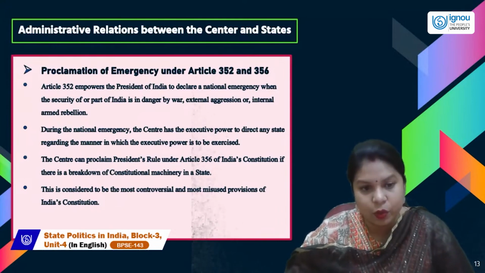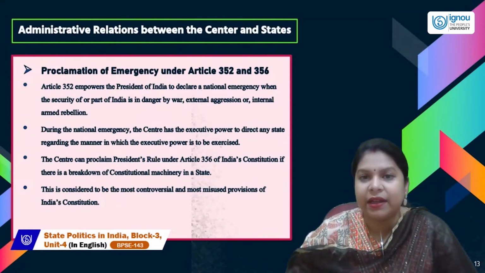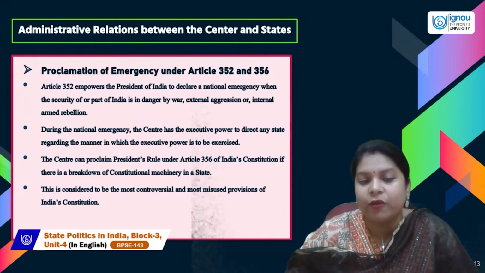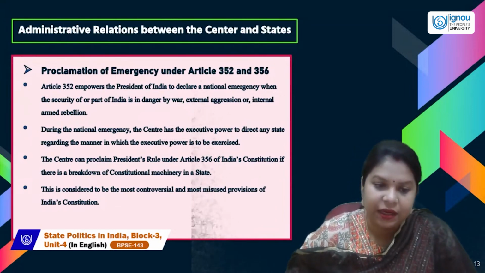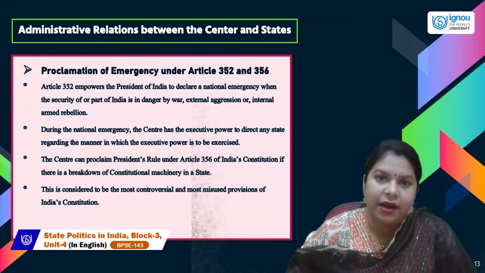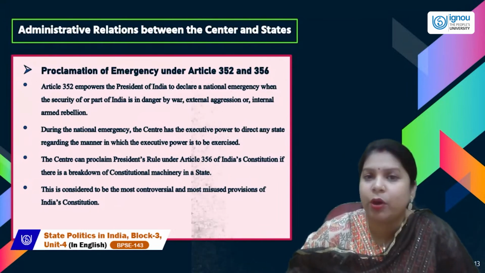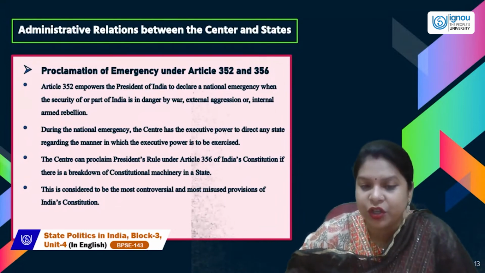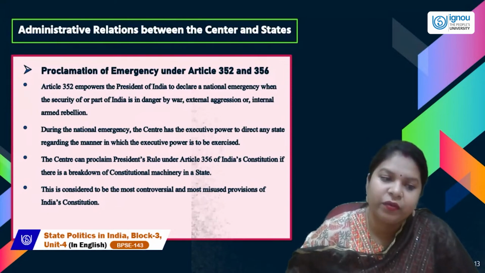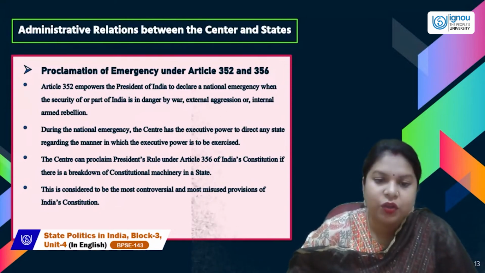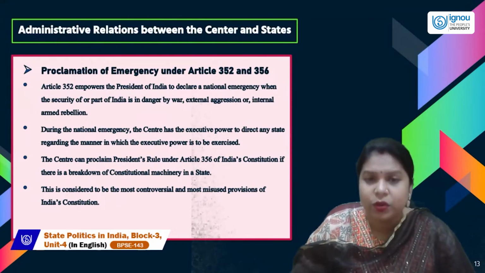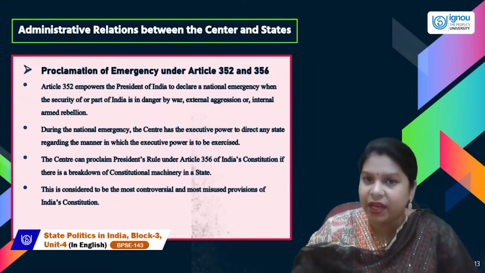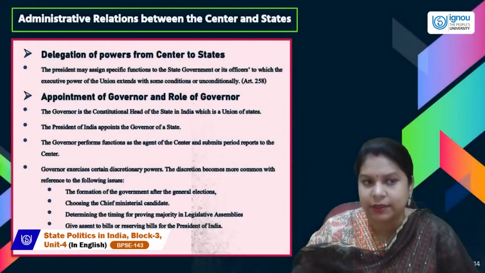Also, the center can proclaim president's rule under Article 356 of India's constitution if there is a breakdown of constitutional machinery in a state. So, this Article 356, which talks about the president's rule in a state, is considered to be one of the most controversial and most misused provisions of India's constitution. You should all remember this because Article 356 plays a very important role in India's politics.